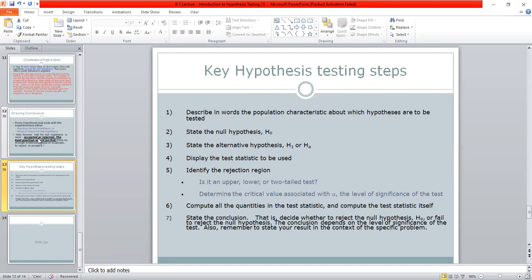Alpha is normally a percentage. In business, we normally use alpha of 5%. The probability of rejecting a true null at 5% in business. Type 1 error. That's alpha. So you set your own.